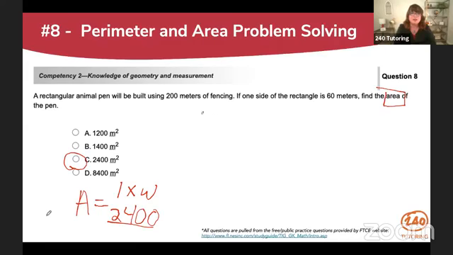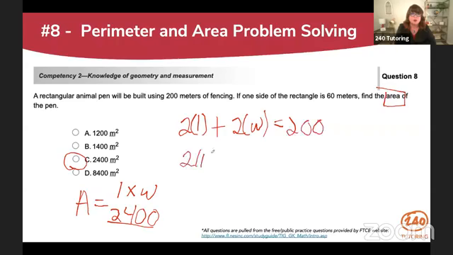So if we did set this up with an equation, it would look something like this. We know to find perimeter, we have 2L plus 2W equals 200. And we could plug these in. 2 times 60 plus 2W, and we still don't know the W. And we can work this equation to solve for W.